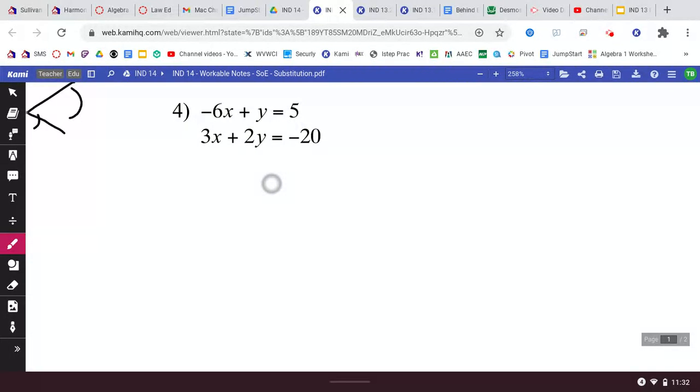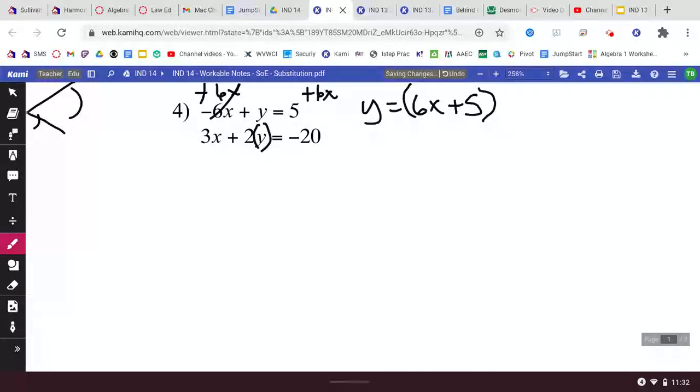Okay, so I'm going to make this top one my clue. So I'm going to add 6x and add 6x. And that gives me y equals 6x plus 5. Now that that one is set equal to y, that one is my clue. So I'm going to put parentheses around it. And I'm going to go into the other equation and put parentheses where there's a y. And then I'm going to substitute my clue into the other equation inside the parentheses.